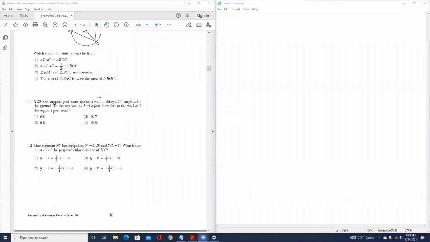Going to question 11. A 20-foot support post leans against a wall, making a 70-degree angle with the ground. To the nearest tenth of a foot, how far up the wall will the support post reach? I'll draw this on the right side. There's your wall. There's your ground. Here is the support post.